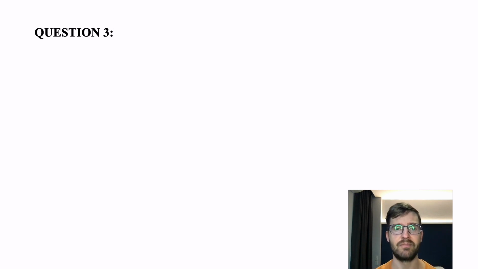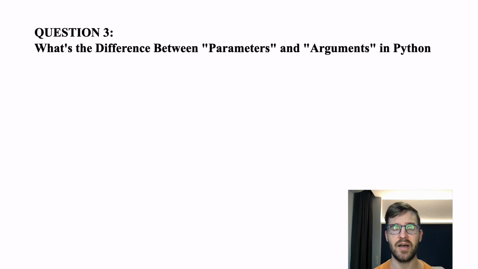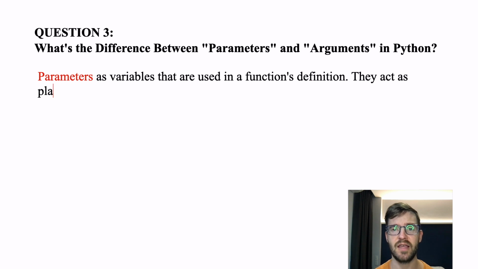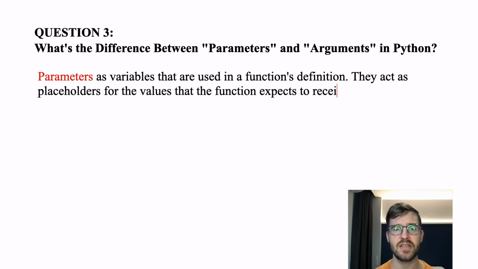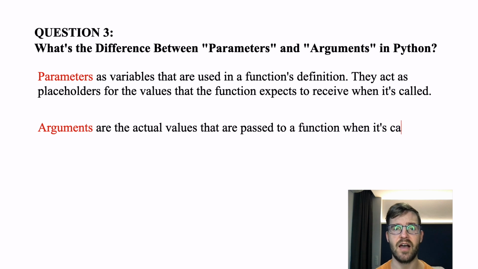Question number 3. What is the difference between parameters and arguments in Python? I recommend you think of parameters as variables that are used in the function definition. They act as placeholders for the values that the function expects to receive when it's called. Arguments, on the other hand, are the actual values that are passed to a function when it's called.